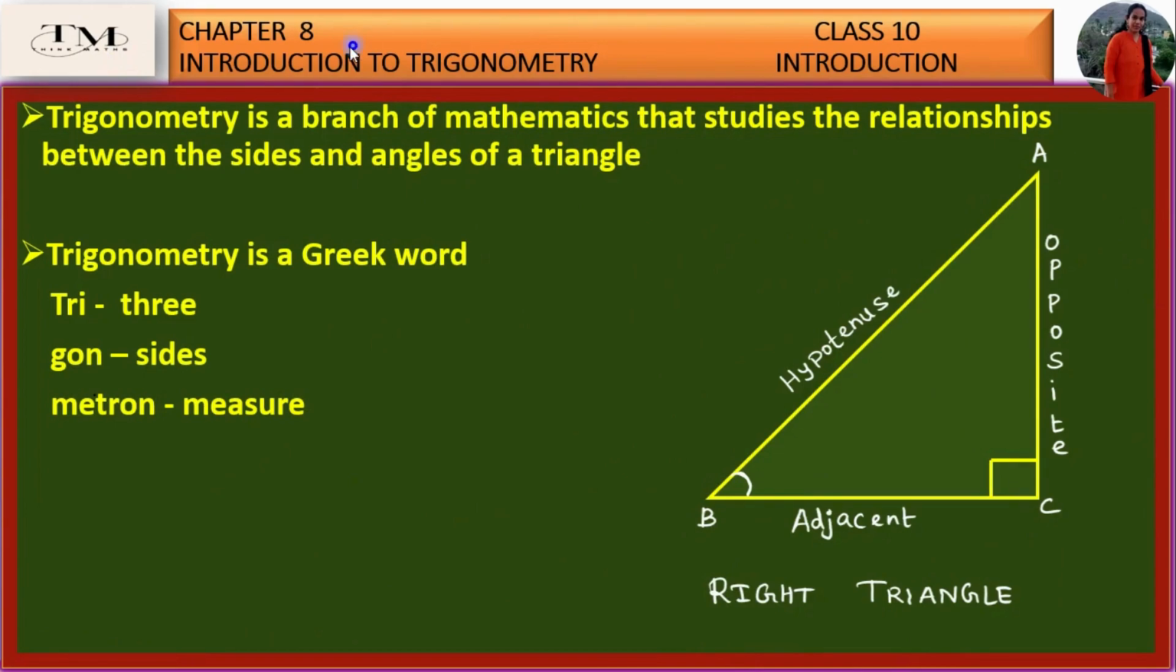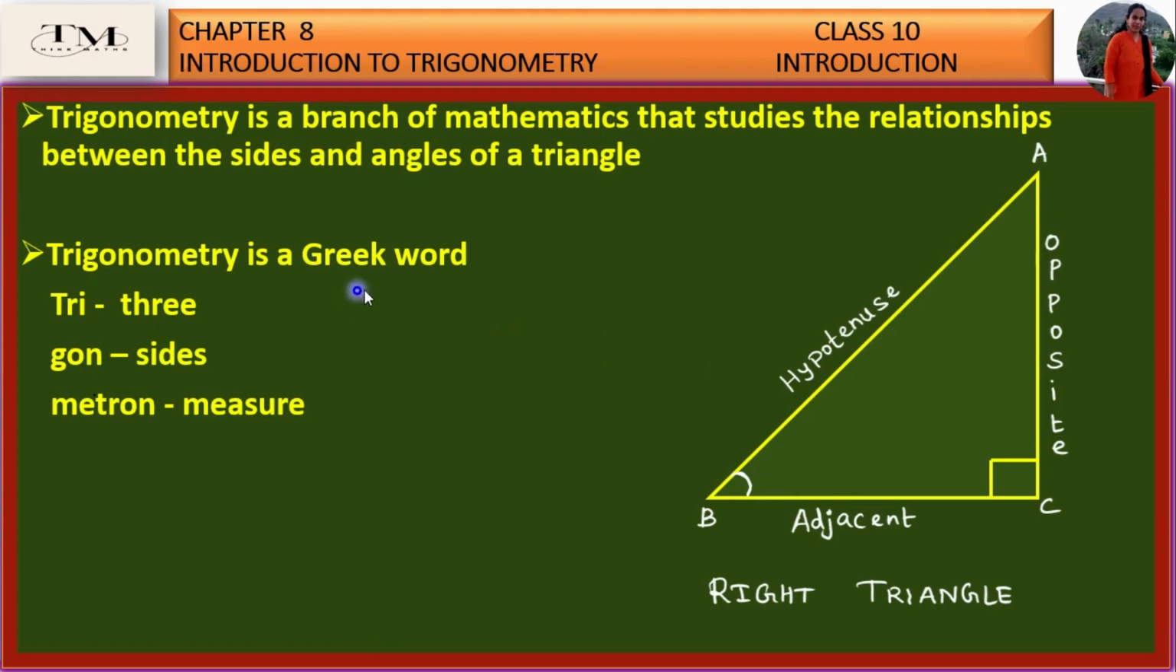We are in class 10 Maths, chapter 8, Introduction to Trigonometry. In this session, we are going to discuss the basic concepts in trigonometry. So, what is trigonometry? It is one of the branches of mathematics and it studies the relationships between the sides and angles of a triangle. In a triangle, we have three sides and three angles. So in trigonometry, we will study the relationship between the sides and their angles.